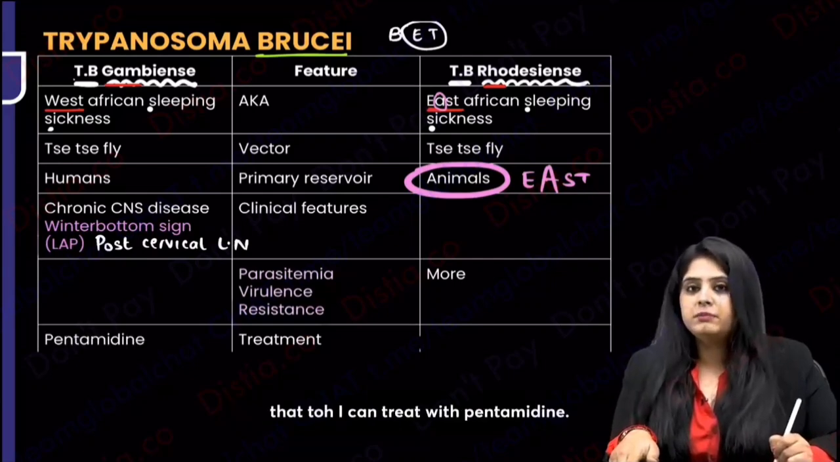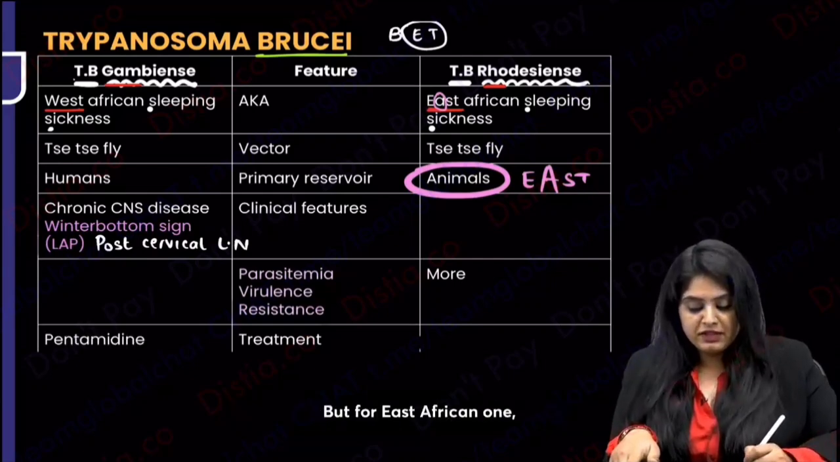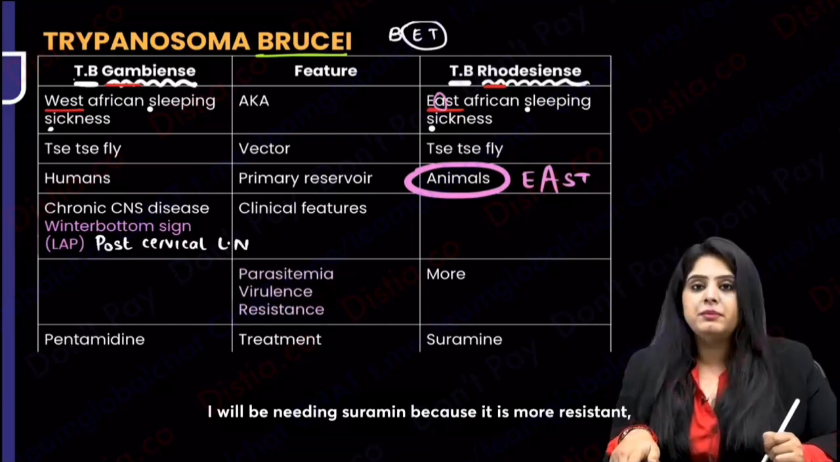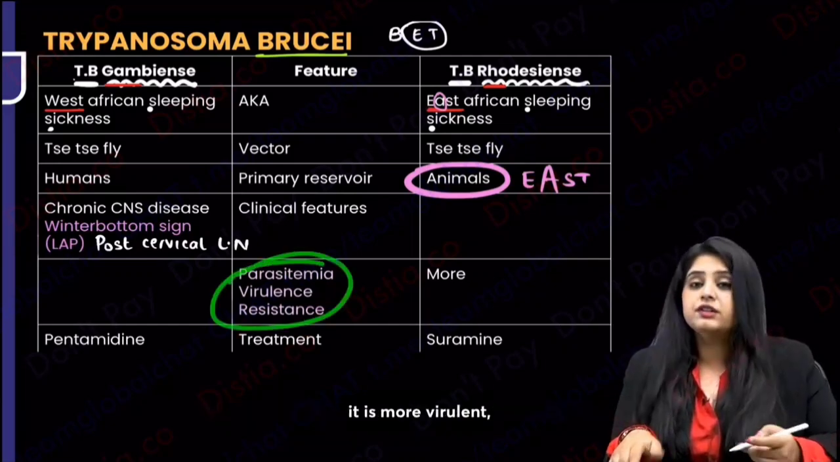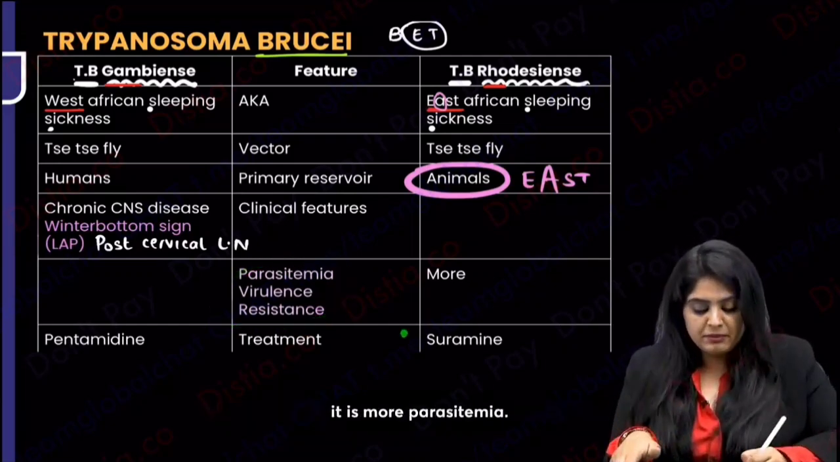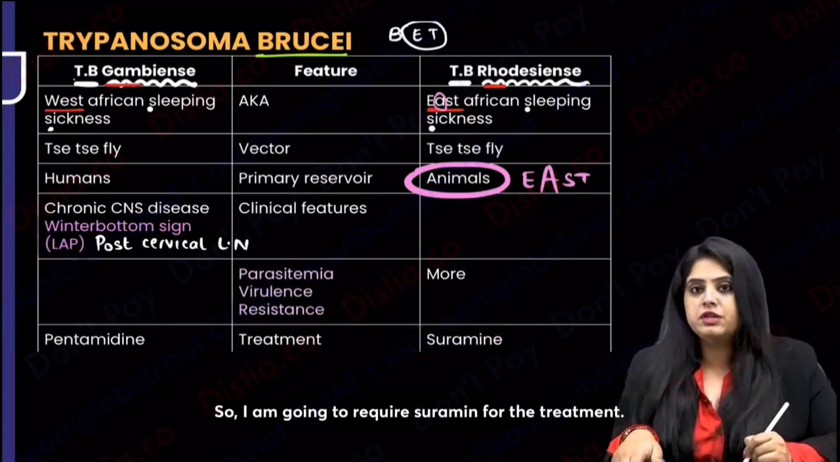So this means that when I'm dealing with the treatment aspect of it, jo ye game over wala hai, that to I can treat with pentamidine. But for East African one, I will be needing suramin because it is more resistant, it is more virulent, it is more parasitemic. So I'm going to require suramin for the treatment.